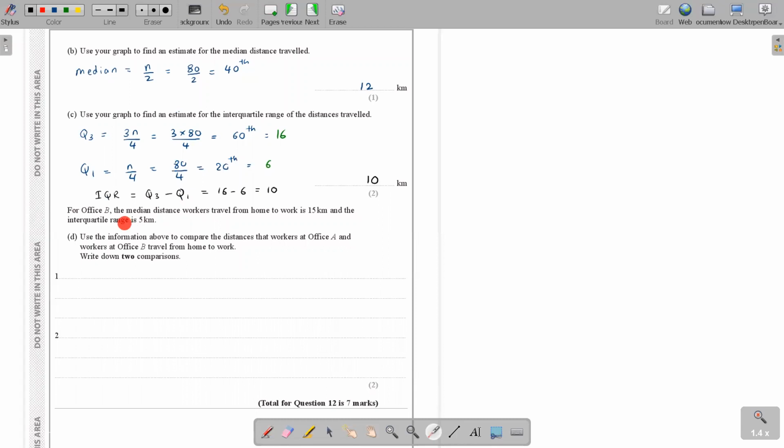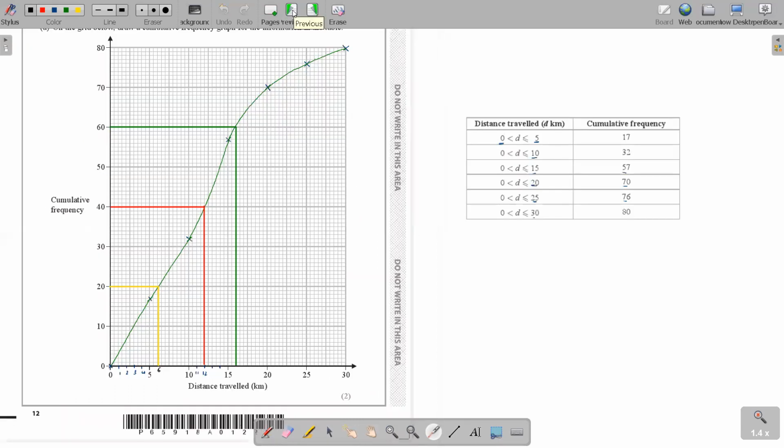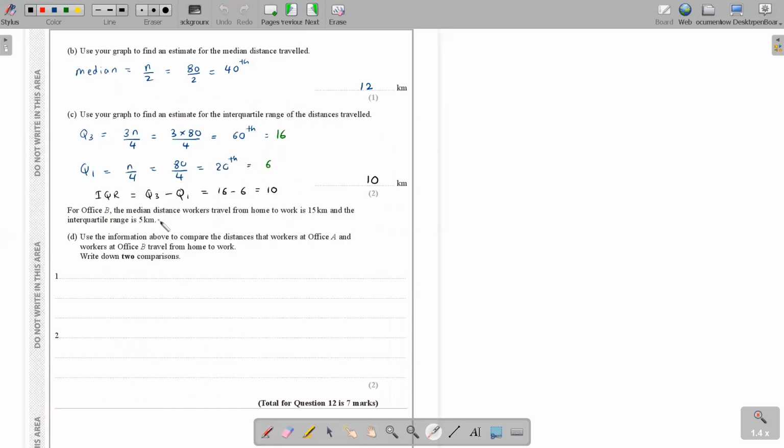For office B, the median distance workers travel from home to work is 15 kilometers. Now they're talking about another office. The graph here was drawn for office A, so now we are going to talk about another graph, that's office B. In office B, the median distance workers travel from home to work is 15 kilometers, and the interquartile range is 5 kilometers. So obviously, we will be asked to make a comparison here, right?